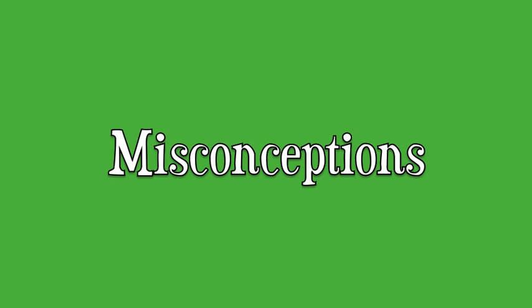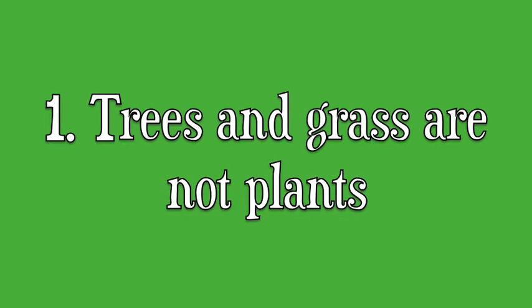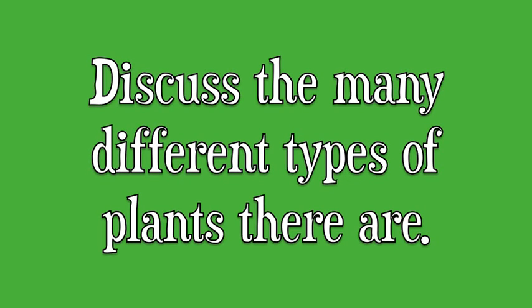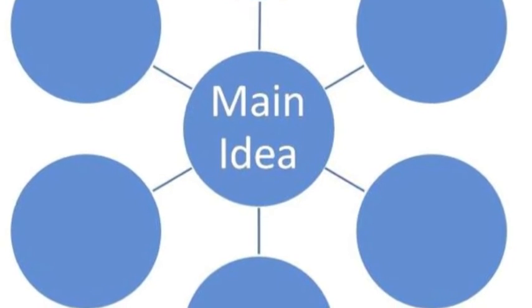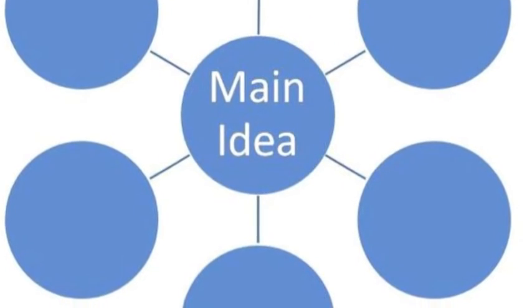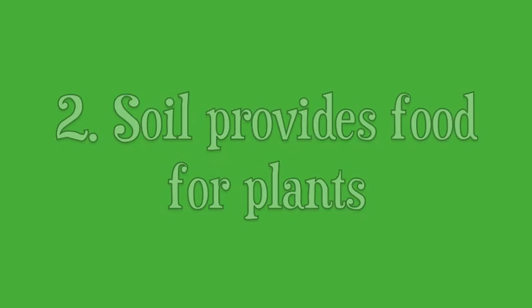There are several common misconceptions that students hold about plants. Most students think that trees and grass are not plants. One way to clear this up is to discuss the many different types of plants there are. This can be done through something such as a brainstorming web, where the students name the many different types of plants and the teacher finishes off the web by naming other common plants that the students have not mentioned.